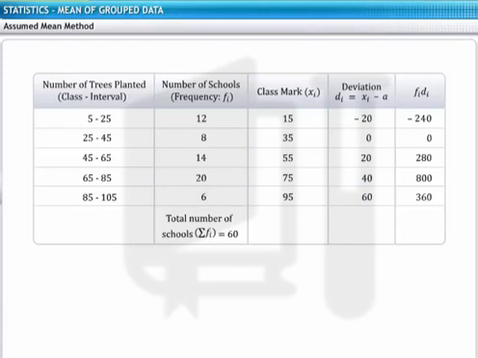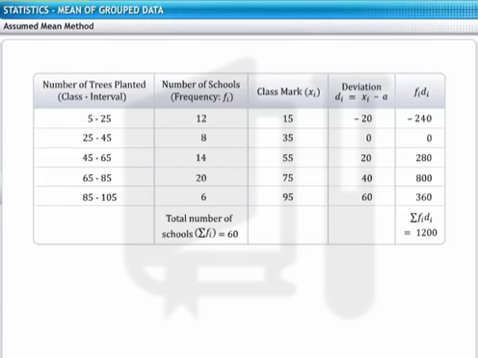Next, we'll find the sum of the products of the frequencies and the deviations from the assumed mean for all the class intervals. This sum is represented by the Greek symbol sigma and read as summation. In this case, this sum, represented by summation fi di, is equal to 1200. Now, let us see how we can use this value to find the mean of the given grouped data.